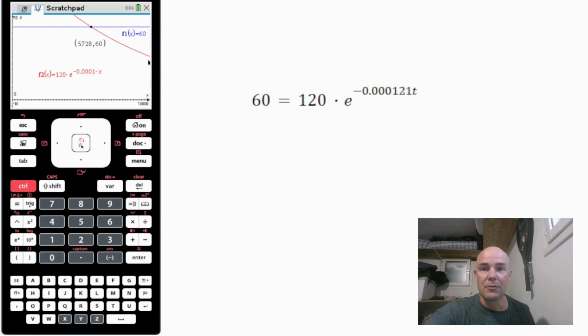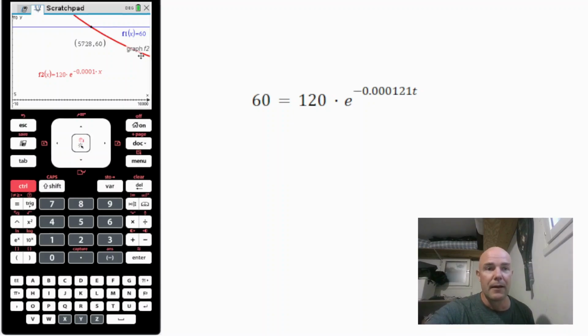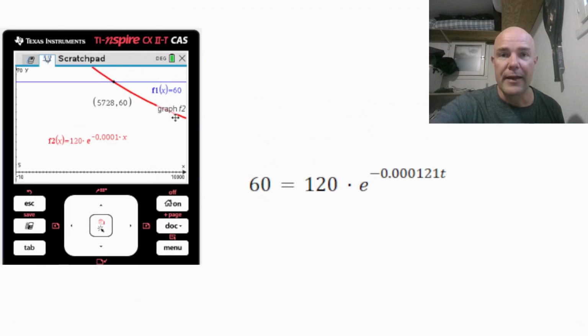So the solution to this equation is t equals 5,728, and that rounded to three significant figures would be 5,730. So we are going to look for the x coordinate from our calculator. That's our solution to this equation.